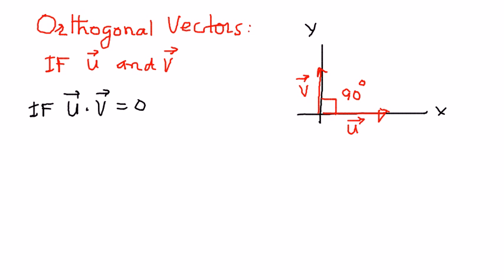That is the condition. If u and v are vectors and the dot product of those vectors is equal to 0, then the two vectors are perpendicular to one another. That is the condition. We will use this concept to solve some simple example problems in my next presentation.